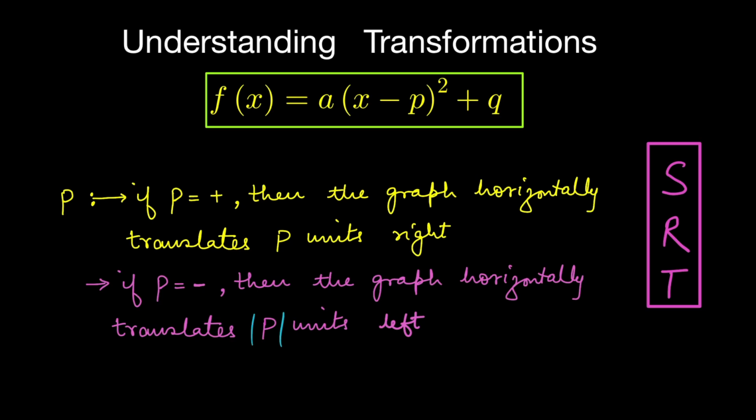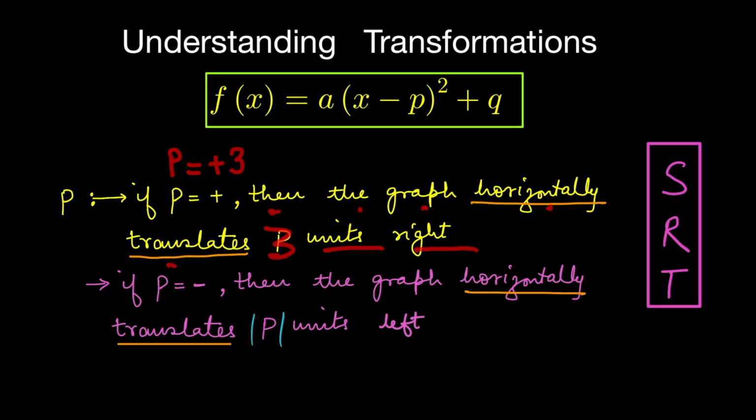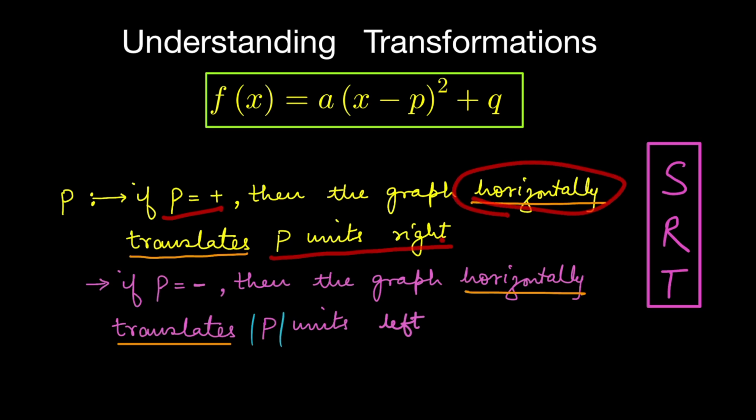So p always represents the horizontal translation. So it horizontally translates, we write. Here also it horizontally translates. So in this case, let us say we have the p value as +3. So we'll describe it as the graph horizontally translates 3 units to the right. Here we are understanding the concept. So if p is positive, we'll just write p units to the right because it is horizontal. So it can be either towards the right or towards the left.